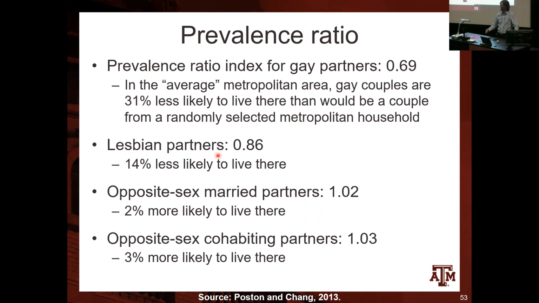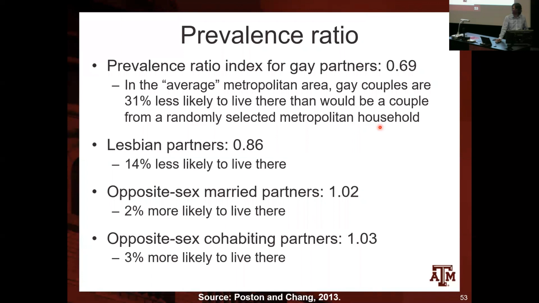Lesbian partners. The overall result for all these metropolitan areas is 0.86. 0.86 minus 1 is minus 0.14 times 100, minus 14%. The same thing that we had here. 0.69 minus 1 is minus 0.31 times 100, 31% negative. That's why it's less. And here it's also 14% negative. So lesbian partners are 14% less likely to live in those metropolitan areas than would be a couple from a randomly selected metropolitan household.